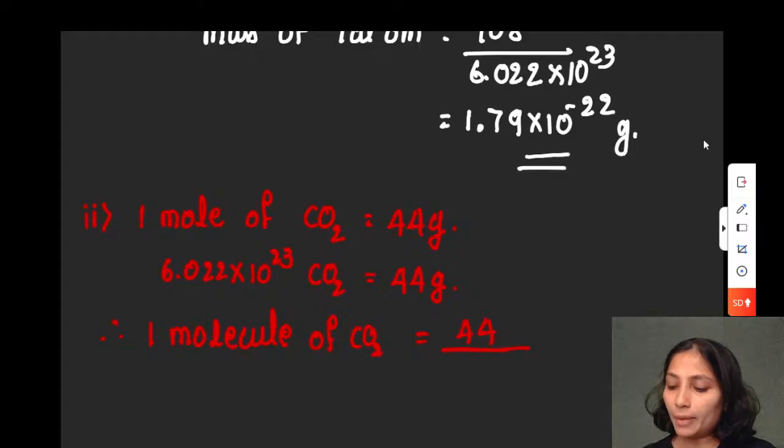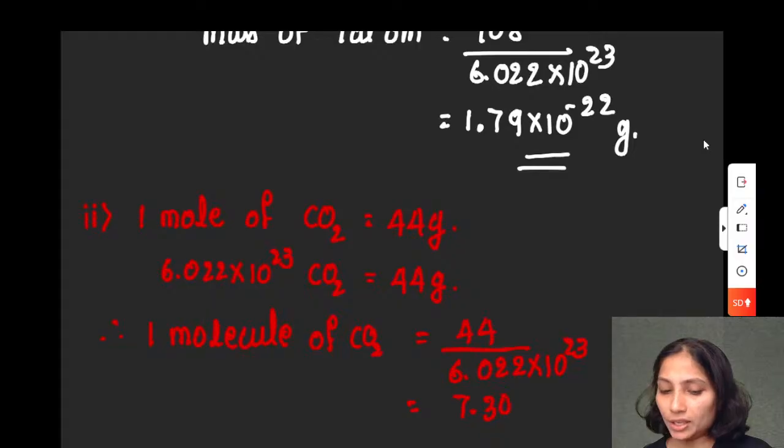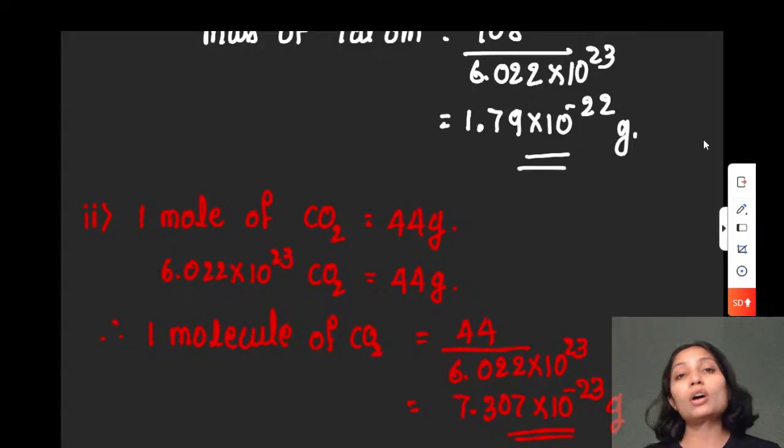Therefore, 1 molecule of CO2 weighs how much? 44 divided by 6.022 × 10^23. So this is nothing but 7.307 × 10^-23 gram. This is the mass of one molecule of carbon dioxide. 6.022 × 10^23 carbon dioxide molecules weigh 44 gram. What is the mass of one molecule? 7.307 × 10^-23 gram. So this is how you will calculate molecular mass.